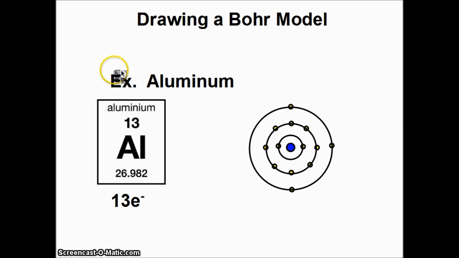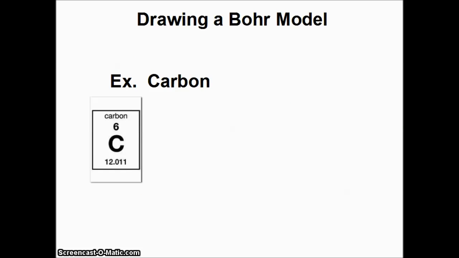Okay, so let's look at another example. Here I have carbon. Again, you want to start with finding out how many electrons. The atomic number is 6, so you have 6 protons, so you're going to have 6 electrons. Balance that out. Again, start with your nucleus in the middle, then your first energy level. First energy level can hold 2, so you put 2 electrons on.